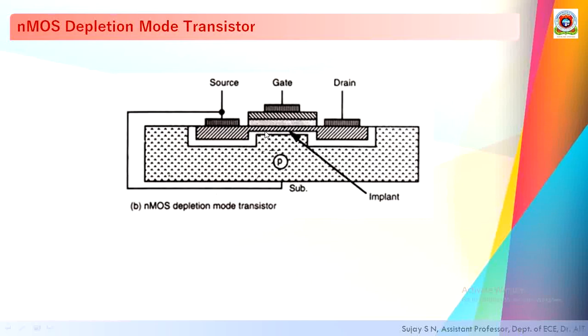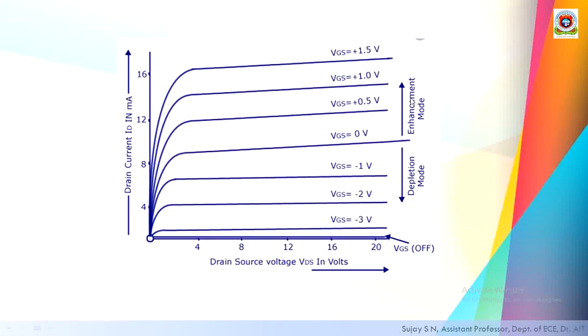Here the channel is removed, or the negatively charged ions are going to move towards the substrate, and there is no channel existing when we apply the negative voltage from the gate. Okay, and even if VGS is equal to 0, the transistor will work as an enhancement mode transistor.